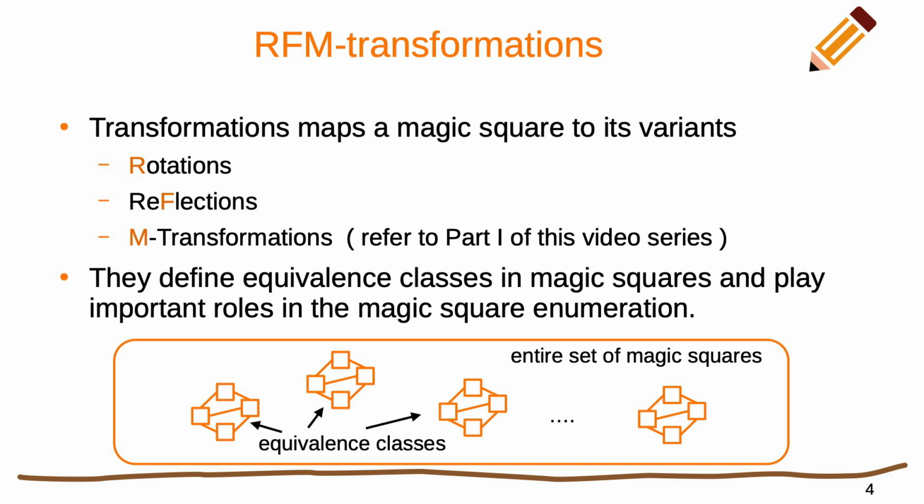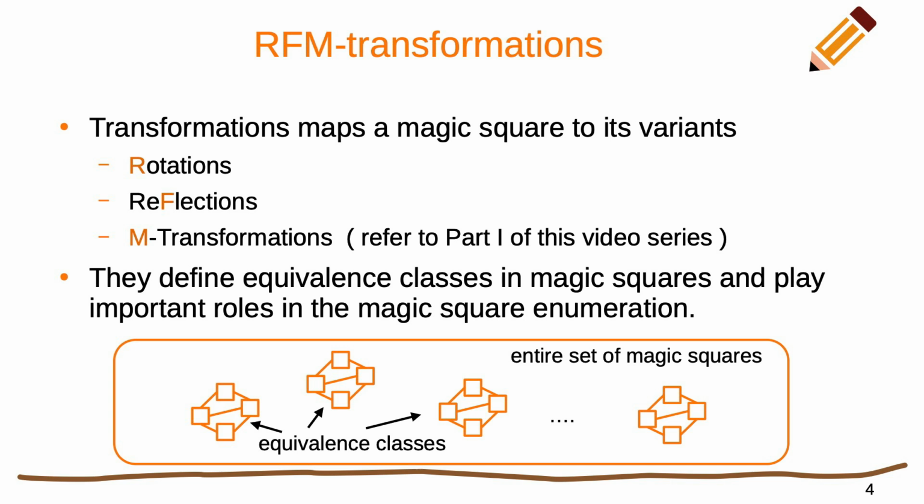In addition to rotations, reflections and M transformations also play important roles in magic square enumeration. We therefore need to handle correctly the cases in which the complement transformation coincides with another symmetry transformation. In the following, we refer to any combination of rotations, reflections, and the M transformations as an RFM transformation.